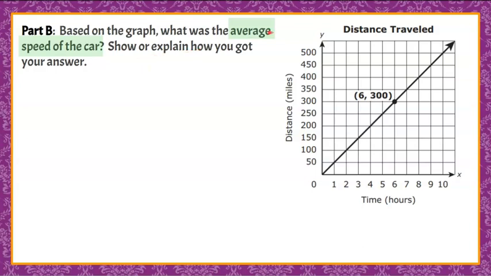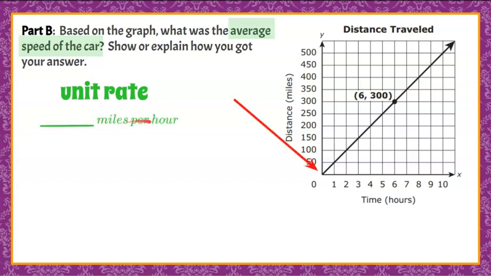Well, we know that we're looking for that average speed of the car, which is a unit rate. So we want to know blank miles per hour. And we can see that this real world situation starts at the origin, which makes it a proportional relationship, meaning any point on the line in simplest form will give us the unit rate or miles per hour. So we could go to 1 and up to the line and go over, and we can see that that is 50. But let's show another way to do it.